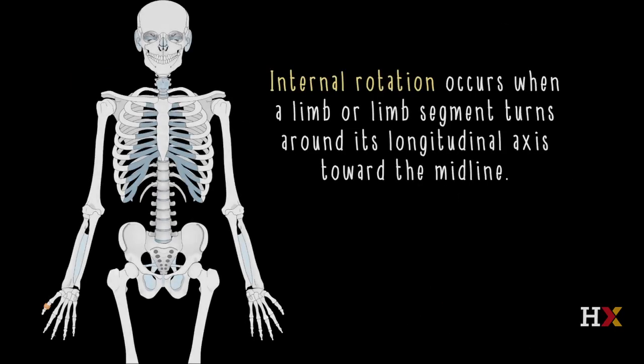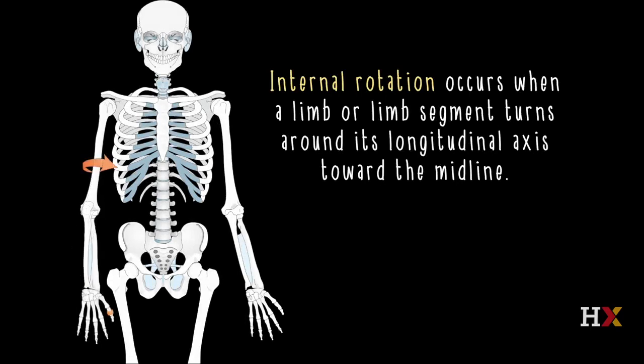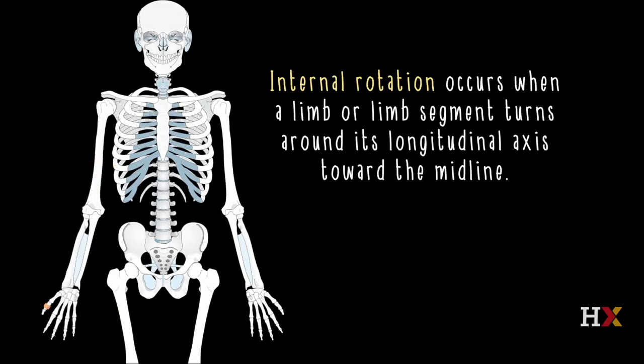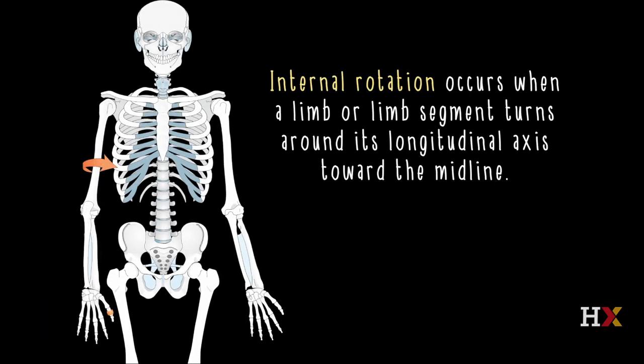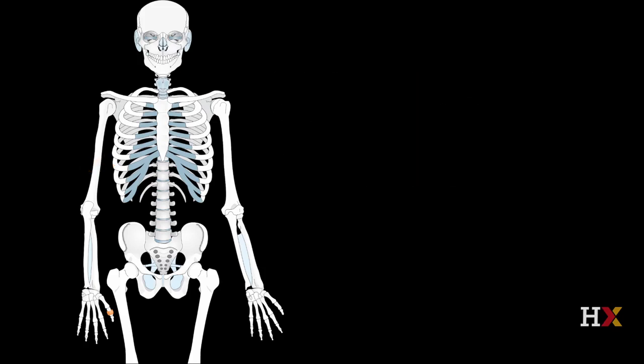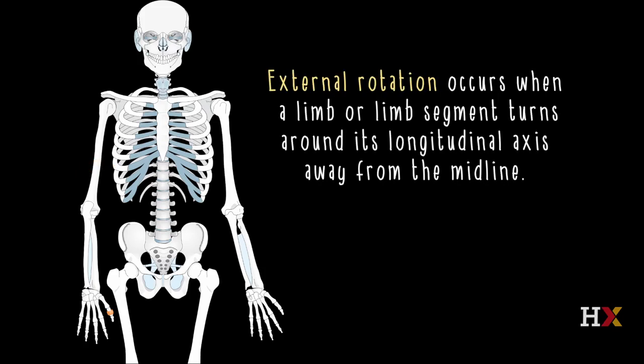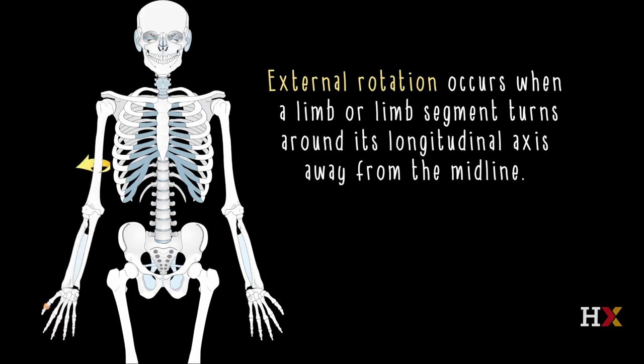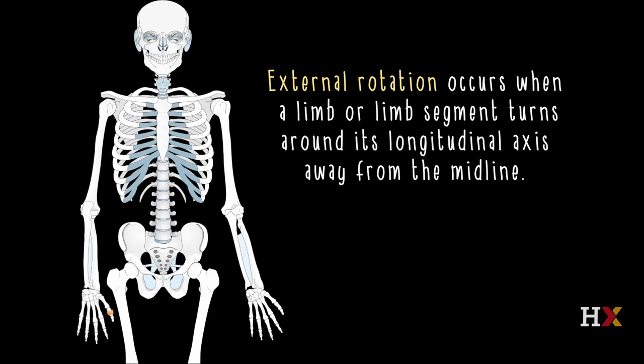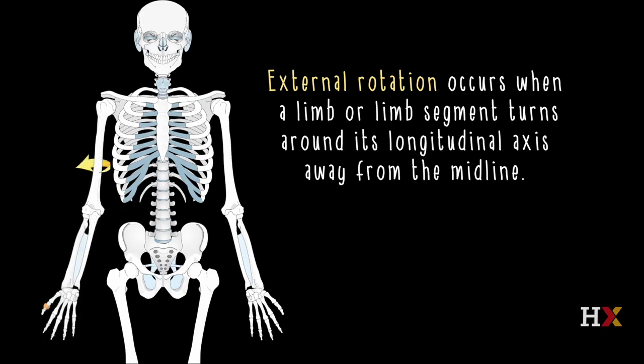Internal rotation occurs when a limb or limb segment turns around the longitudinal axis toward the midline. So in this case, the upper limb is turning around at the shoulder joint so that the hand, instead of facing anteriorly, will now face posteriorly. So internal rotation is occurring at the shoulder joint. External rotation occurs when a limb or limb segment turns around the long axis away from the midline. So in this case, it would be returning to standard anatomical position.